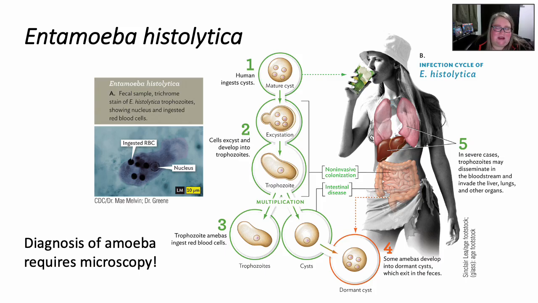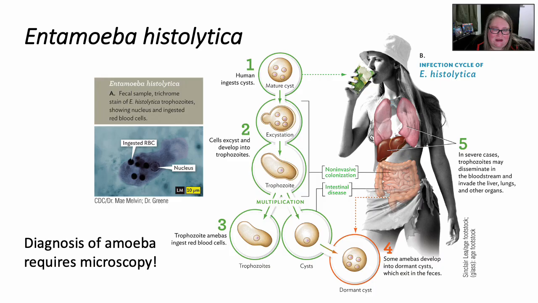When these cells excyst, they're going to develop into the active feeding stage, the trophozoite stage. The trophozoite stage can multiply. These trophozoites are going to live in the colon, snacking on your red blood cells down there. But we're also going to have some that develop back into cysts. This cyst is going to go dormant and travel through the colon and get out with the rest of the waste.